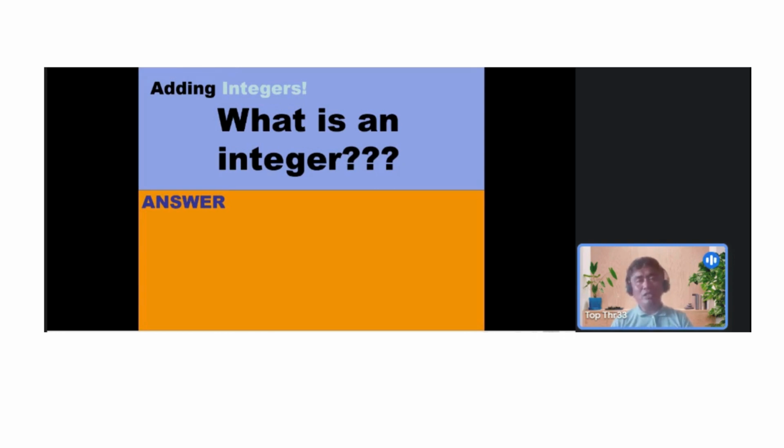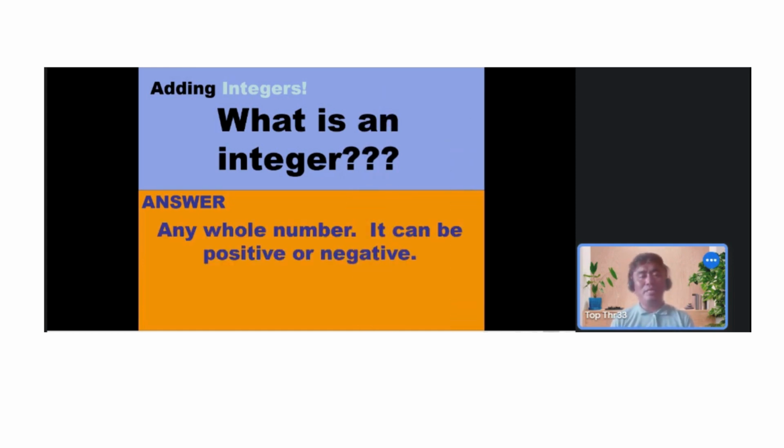Before we add integers, let us define what is an integer. An integer is any whole number. It can be positive or negative. Examples: positive 2, negative 5, 245, 0, negative 1, and positive 399.